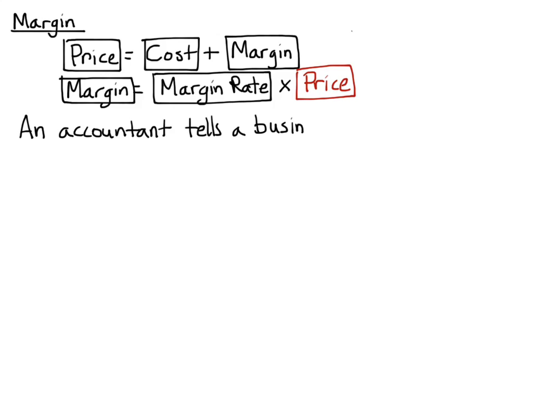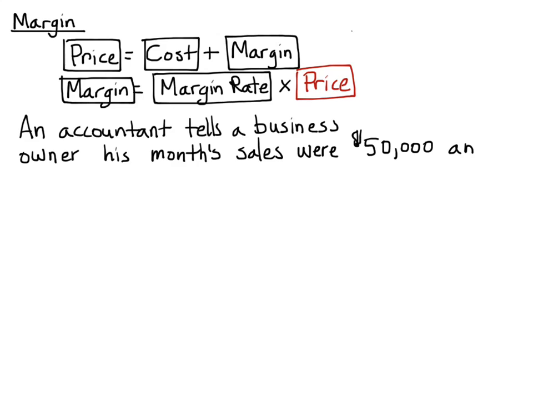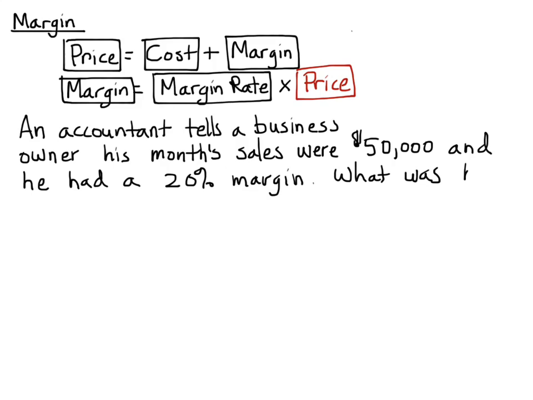Okay, so let's say an accountant tells the business owner his month's sales were $50,000 and he had a 20% margin. What was his cost? And this is the way the question comes up. Generally when you're pricing something, what you know is the cost, and so you use the cost as a basis to get to a price. But if you know how much money you've taken in, and an accountant will tell you how much money is left over, you can figure out what your costs are.